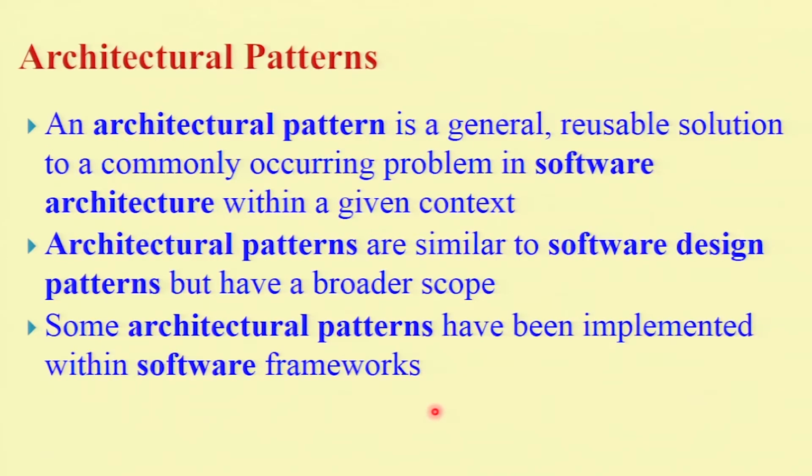Now, let us see what an architectural pattern is. An architectural pattern is a general reusable solution to a commonly occurring problem in software architecture within a given context. Architectural patterns are similar to software design patterns but have a broader scope. Some architectural patterns have been implemented within the software framework.